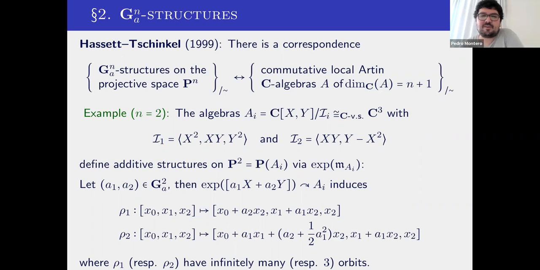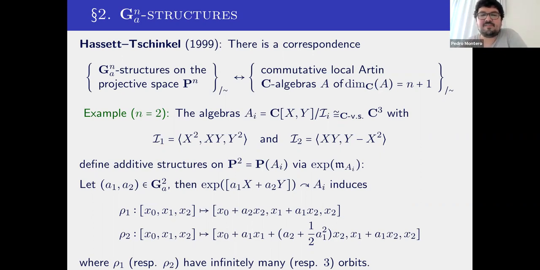Here are the two structures that we got from these algebras. The first additive structure, rho 1, is the most naive one. If you consider the open set x2 equals 1, then the action is very, very simple. It's just the most naive action on each variable. However, the second one is less naive, I would say. So the first one will be the naive one, the second one will be the not naive one. The first one is also compatible with the toric structure on P2, so I will also call it the toric one. Okay, and they're actually different.